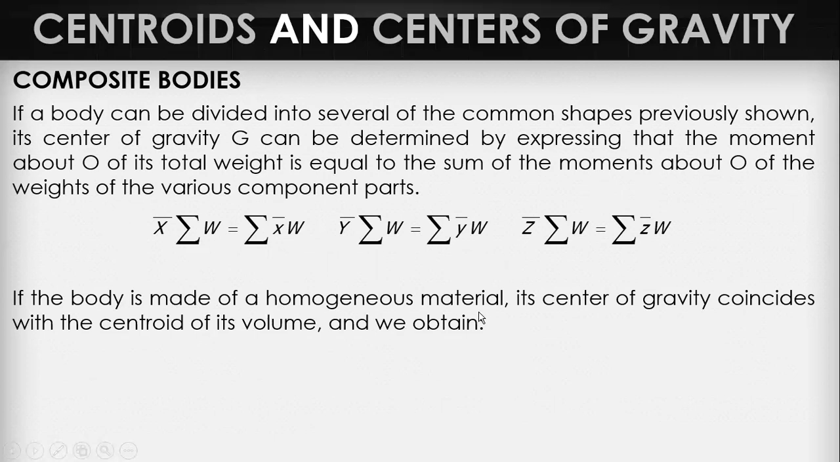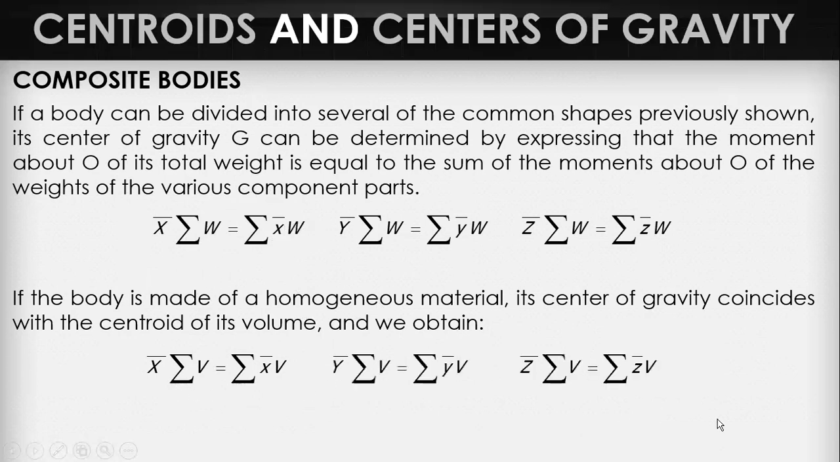if the body is a homogeneous material, its center of gravity coincides with the centroid of its volume. And we obtain this one. It's homogeneous, so the material is the same. So we can replace W by gamma V. Gamma V, gamma will be cancelled. So instead of weight, volume. So this is the formula we will use in analyzing composite bodies. This is similar to area, but this time volume.